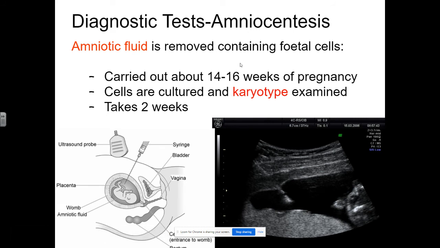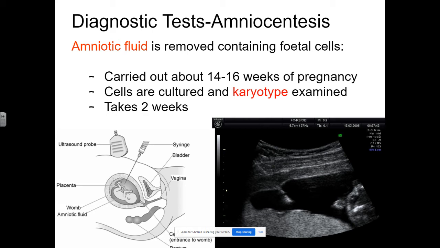The cells floating in this amniotic fluid come from the fetus, and you can do what's called a karyotype, where we look at the chromosomes inside the cell and decide whether or not there are the right number, the right shape, the right size, all this kind of stuff. It takes about 2 weeks to get the results back. You can carry this out around 14 to 16 weeks of pregnancy.